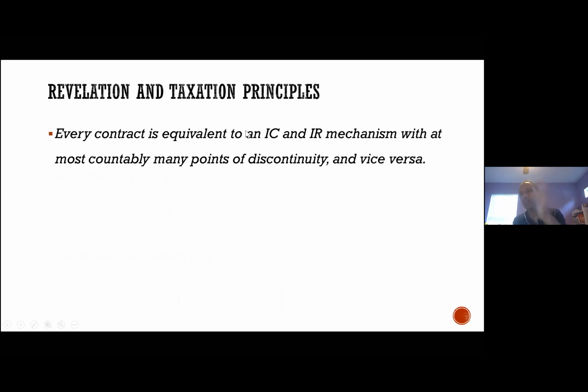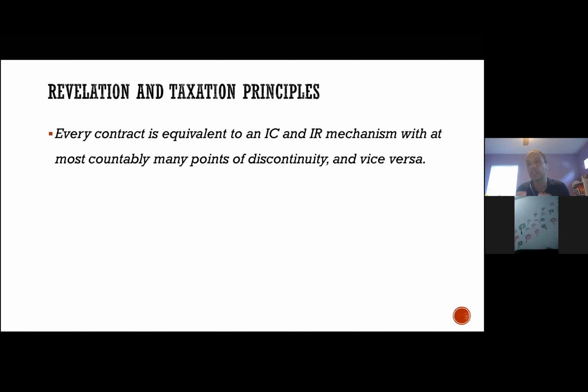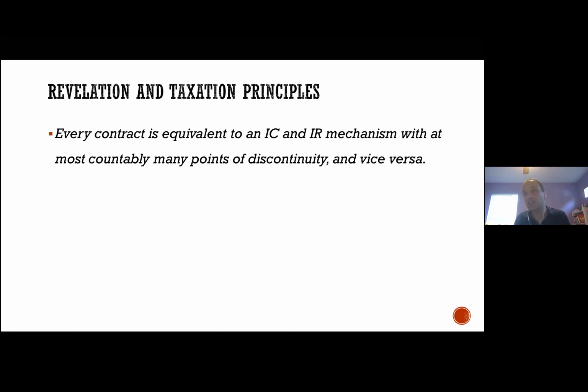So every contract is going to be equivalent to an IC and IR mechanism with at most countably many points of discontinuity, and vice versa. So if you give me an IC and IR mechanism with at most countably many points of discontinuity, I can create a contract, which, remember, is a subset of the real line, or the positive part of the real line, which is equivalent to this IC and IR mechanism. Equivalence in the sense of what? In the sense of the principal's expected payoff, as well as in terms of outcomes for almost all types. So this equivalence is pretty strong. It's not just in terms of the expected payoff of the principal, but also in terms of the outcomes.